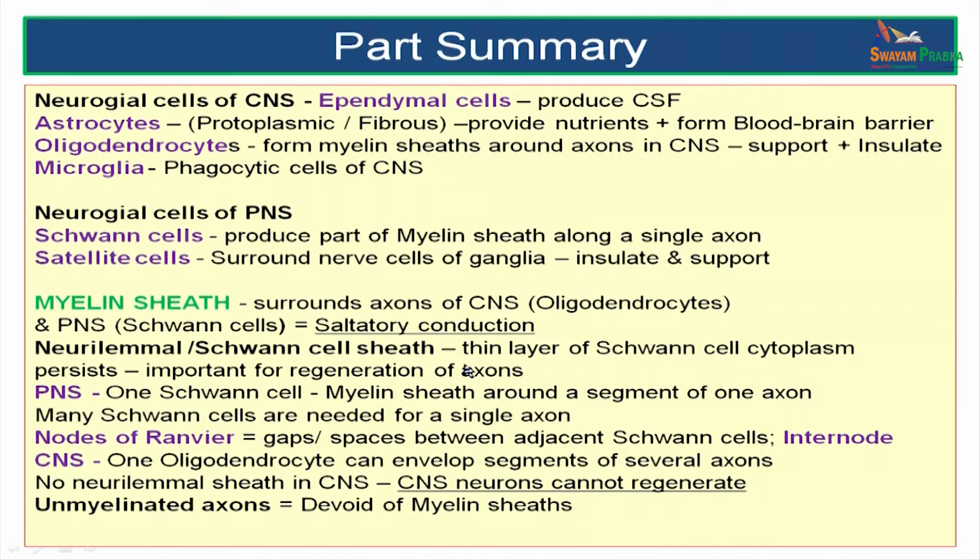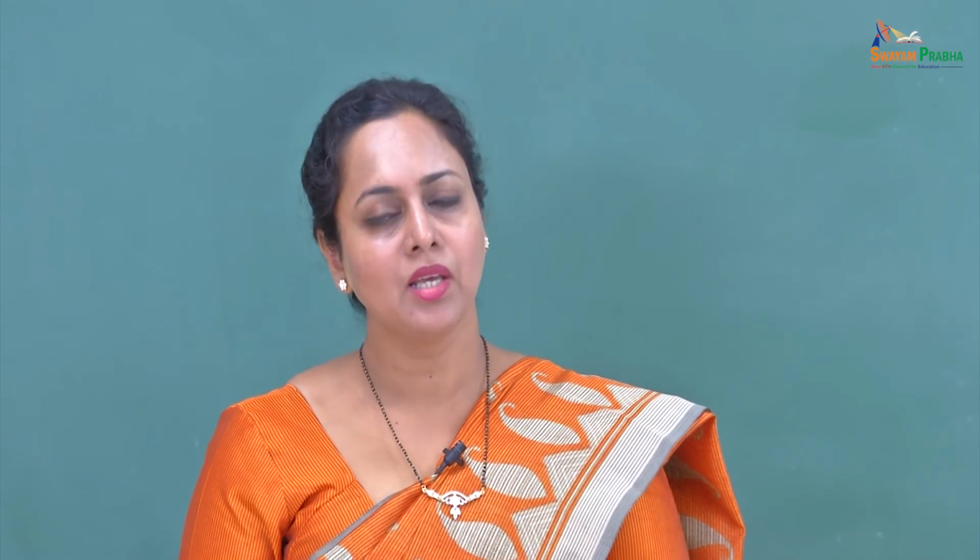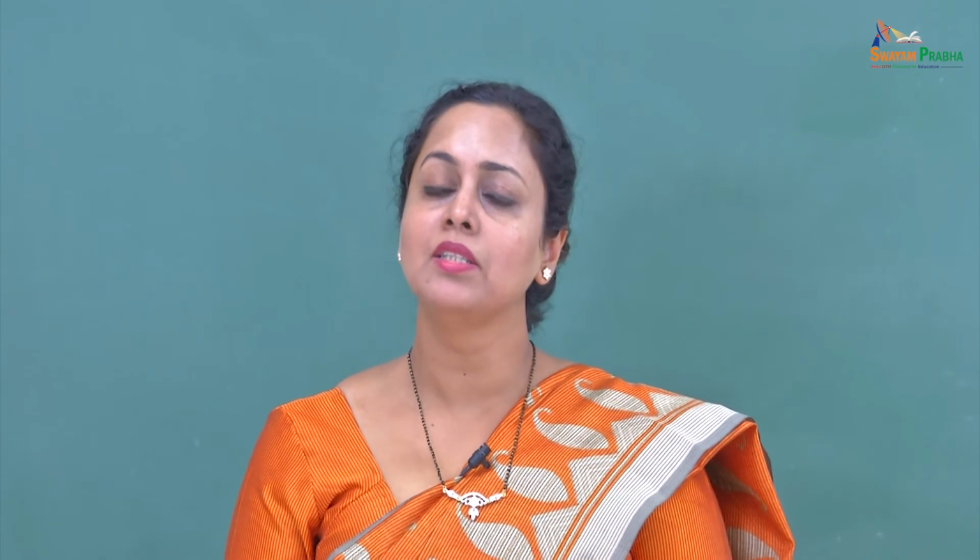Let us summarize what we have just studied. We have spoken about the neuroglial cells of the central nervous system, like the ependymal cells, the microglia, the 2 types of astrocytes and the oligodendrocytes. We have also spoken about the neuroglial cells in the peripheral nervous system, like the Schwann cells and the satellite cells. Then we have talked about the process of myelination.